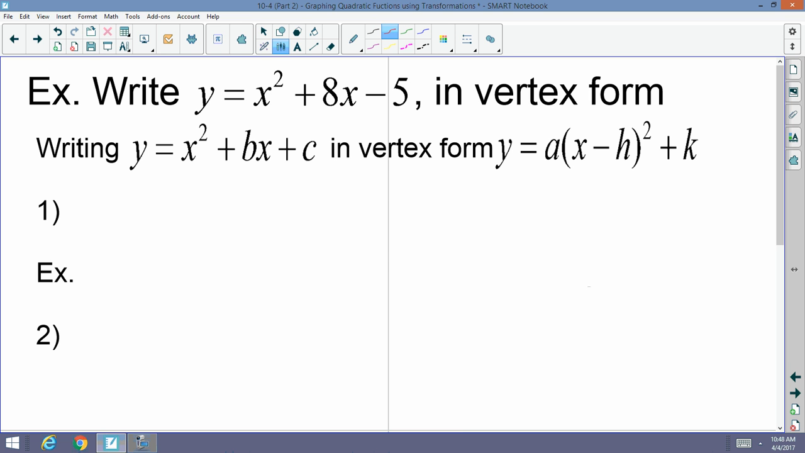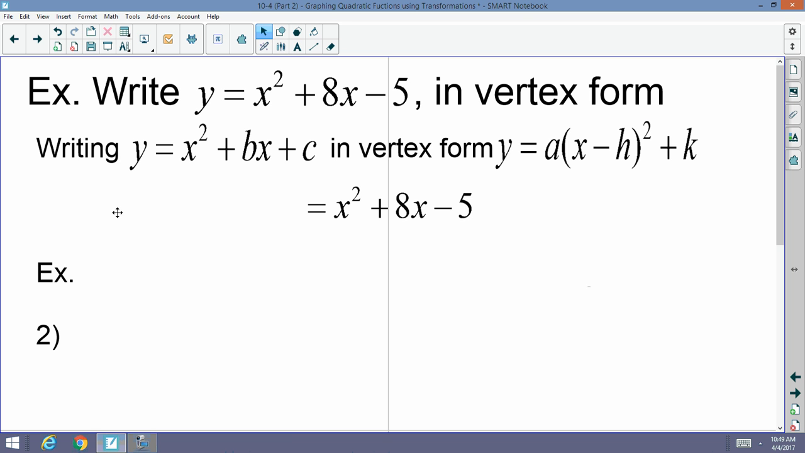We're going to have to use that skill to solve into vertex form. So let's get right to it. I want to write y equals x squared plus 8x minus 5 in vertex form. I'm writing y equals x squared plus bx plus c in vertex form: y equals a times (x minus h) squared plus k.